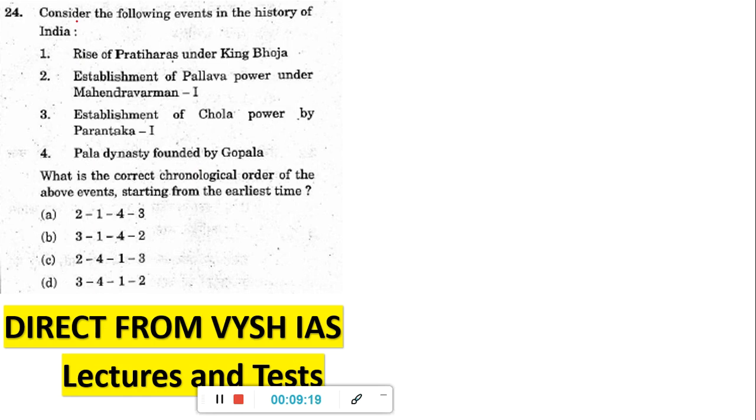Now question 24. This is again a very difficult question because they have asked the timeline of 4 kingdoms: Pala, Chola, Pallava and Pratihara. These are 4 medieval kingdoms, which obviously many people won't even read, but here they are asking the exact time in which they were established or came to power. So you have to arrange them in chronological order. Only a person who has read the medieval history Satish Chandra textbook chapter-wise in order, because the chapter-wise order and the timeline are the same, could solve this.